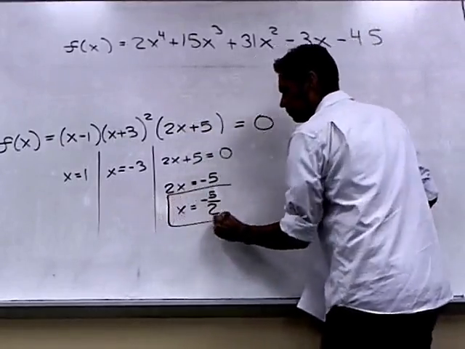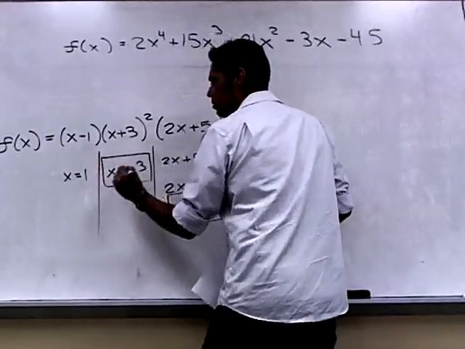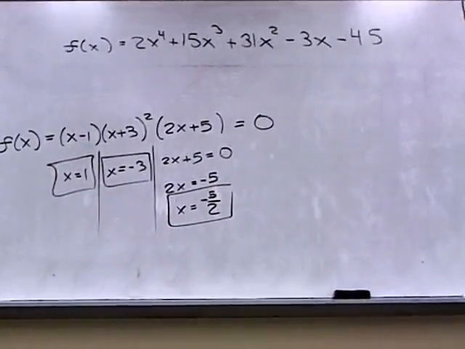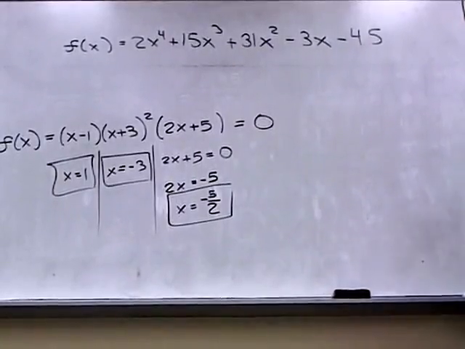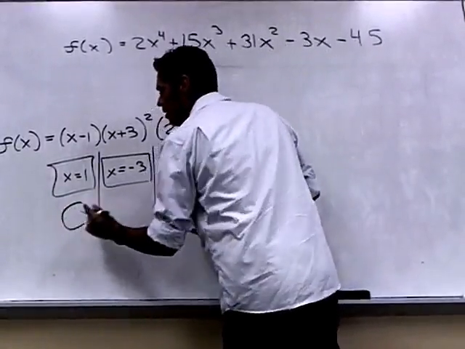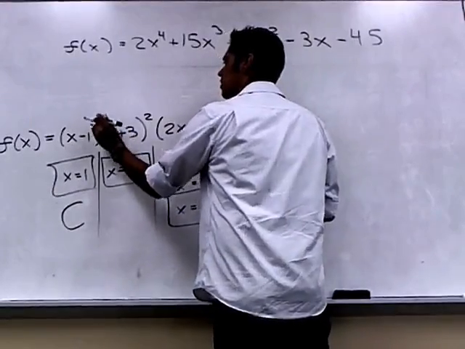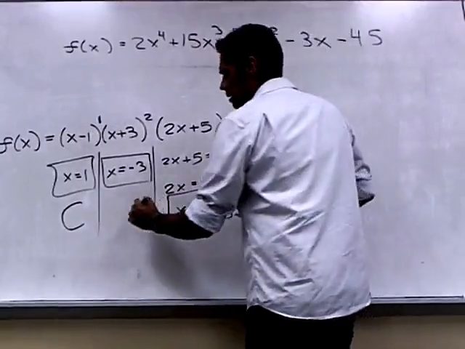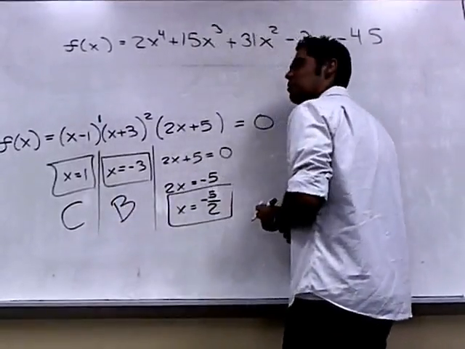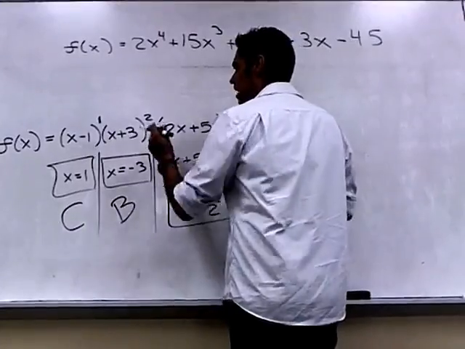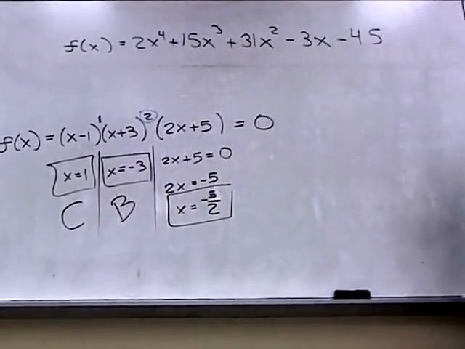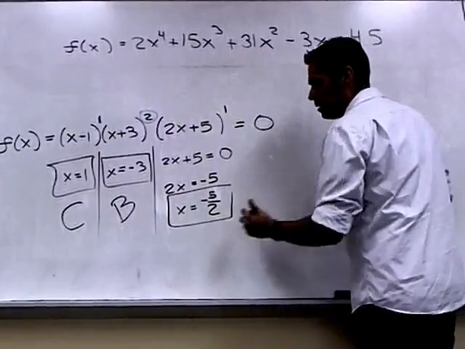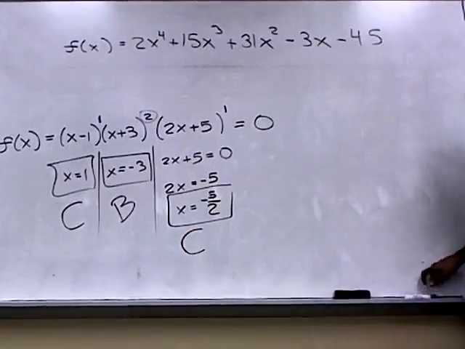Here they are. Now, while we're here in step 2, we're also supposed to talk about crossing and bouncing. What's going to happen at 1? We're going to cross through here because the power on the factor is an odd number. At -3, you're not going to cross. You're just going to bounce off the x-axis because that's even. And then at -5 halves, you will cross because that power is odd.